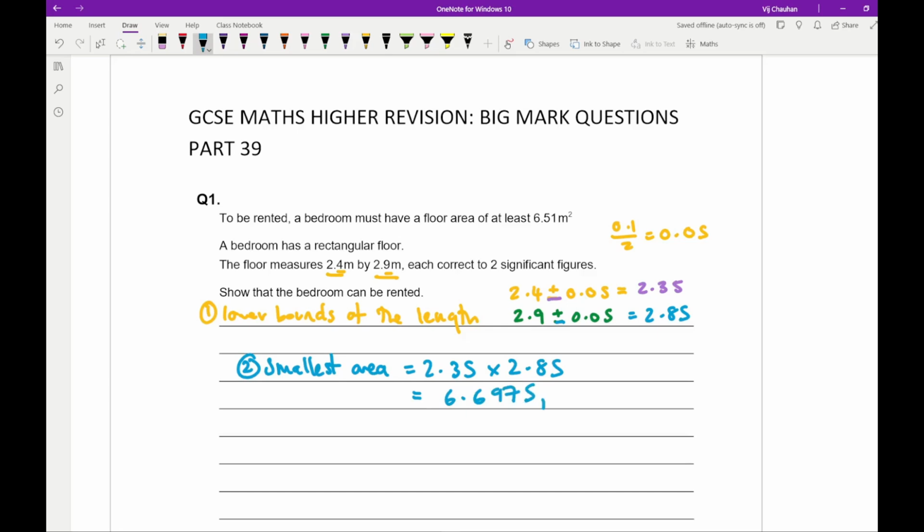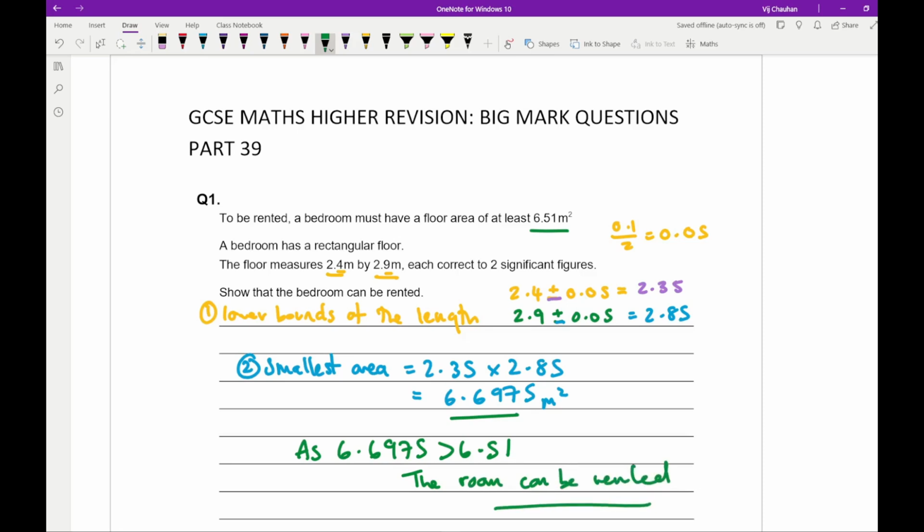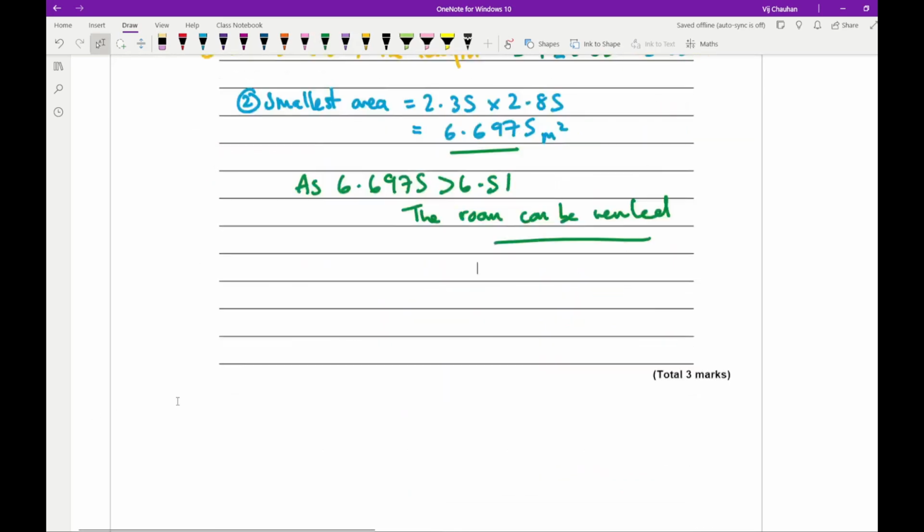6.6975 square meters. So all I'm left to do is to compare this to the least amount, which is 6.51, and I've got the smallest possible area that floor is going to be is 6.6975. So you can then say as 6.6975 is greater than 6.51, the room can be rented, which is exactly what they wanted me to show, because they've told me within the question that the room can be rented. I just need to produce mathematical evidence for it.